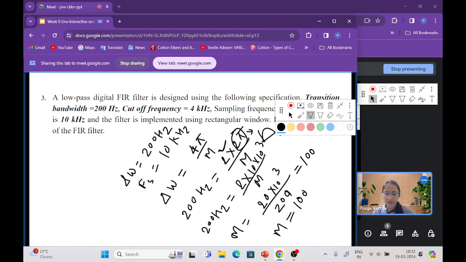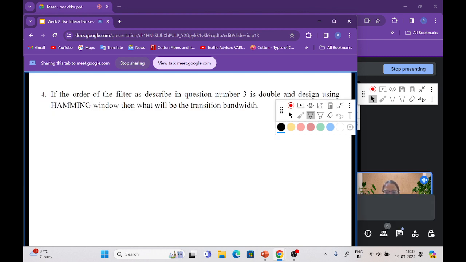Right? Have you got this question? Here 2 pi is equal to Fs. So in place of 2 pi, we write Fs. Fs is 10 kilohertz, as given. So you can find it like this. Okay. So have you got this question? Can we move to the next question? Okay, moving to the next question.